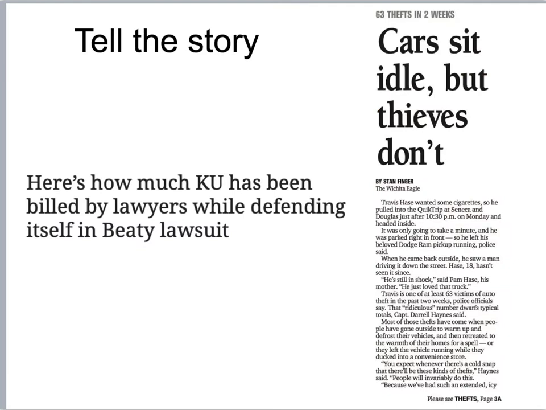And sometimes, this doesn't have to be boring telling the story. You can start it off with a kind of a catchphrase like, here's the news, here's how much KU has been billed. Or this one, which was a pretty tight spec in print, you get your sort of statistic of information here, 63 thefts in 2 weeks. You've got to choose your words pretty carefully. So we've got a story about people stealing cars that have been left running outside of QT or whatever. And so we've got to tell that story in a really short space here. And I think this headline does it really well.